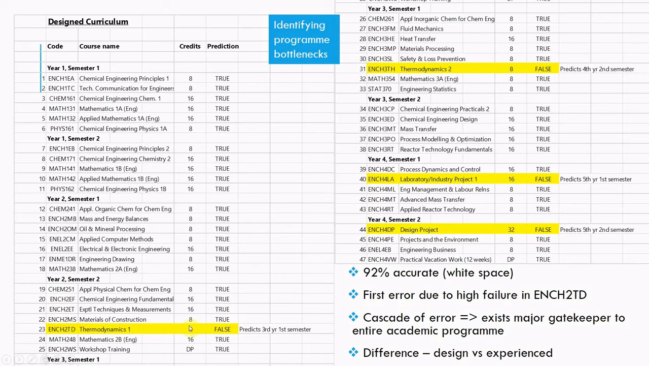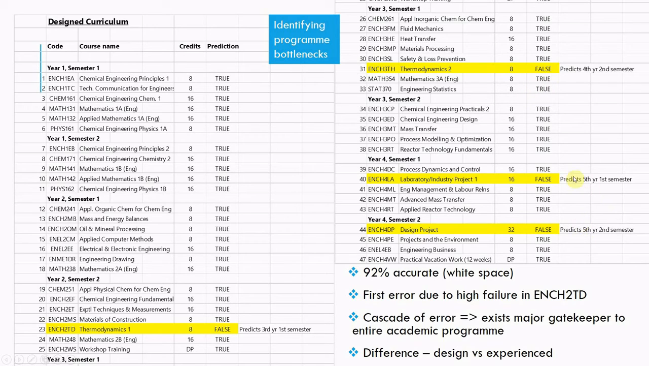It thinks Thermodynamics 1 is a third-year course, when it belongs in the second year, and it thinks Thermos 2 is in the fourth year, when it belongs in third. It also got these other courses wrong. Now, if we analyze this, we see that because the fail rate on Thermodynamics 1 is so high, students are only passing it in third year, which is why the system thinks it belongs there.